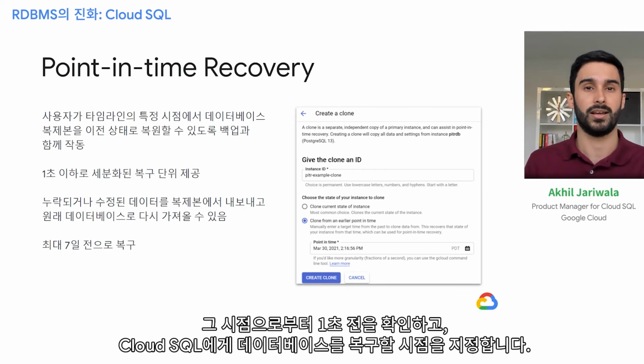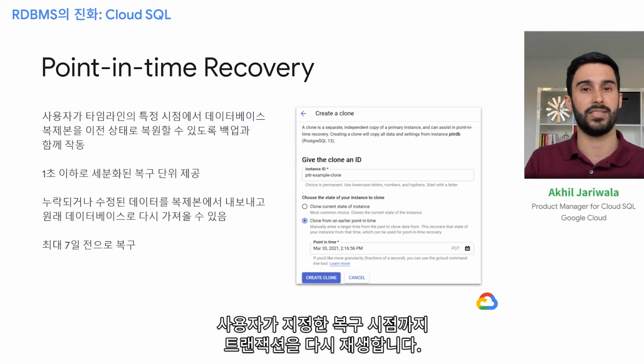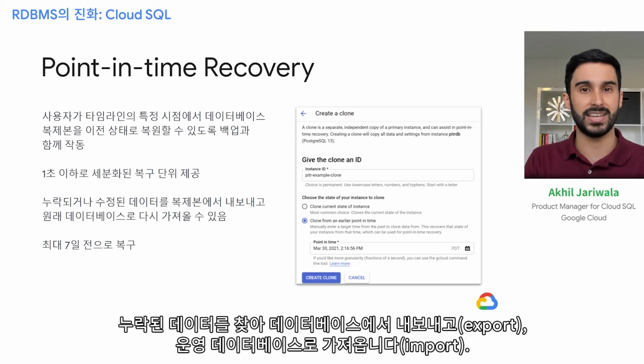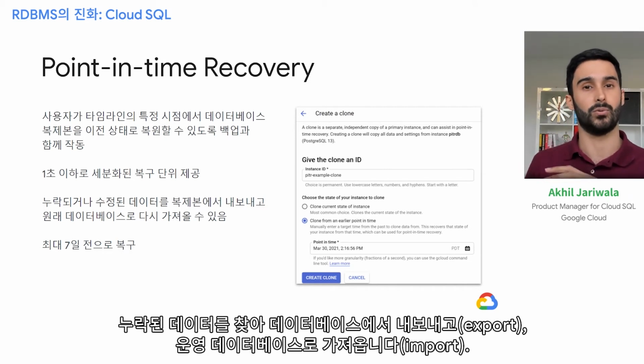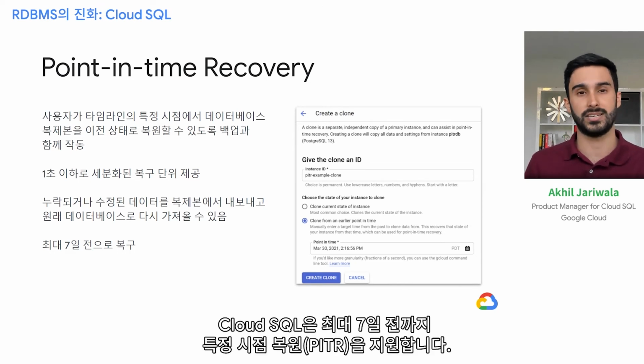and indicate to Cloud SQL to what point I should restore the database. What we do then, under the hood, is find the most recent backup that occurred prior to that point in time, and then we replay the transactions up until the second that you tell us. At that point, a clone of the database is created. And what we can do is find the data that's missing, export it from that database, and import it into the working database. At that point, we've fully recovered. Cloud SQL supports point-in-time recovery up to 7 days in the past.